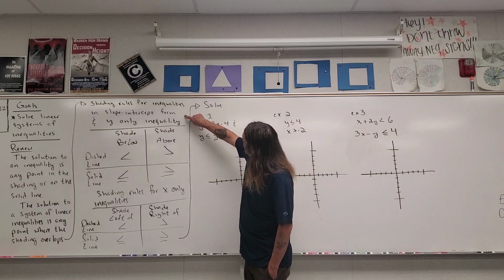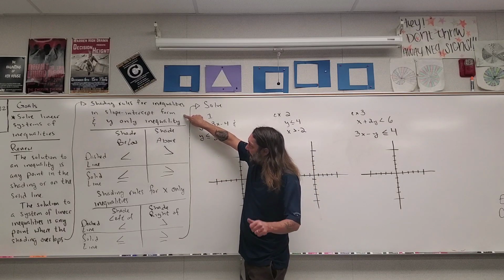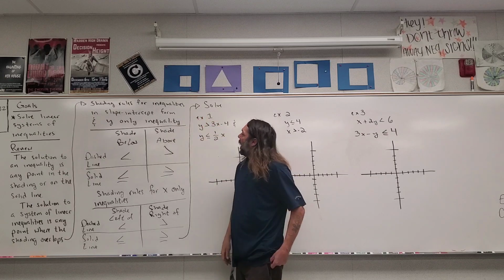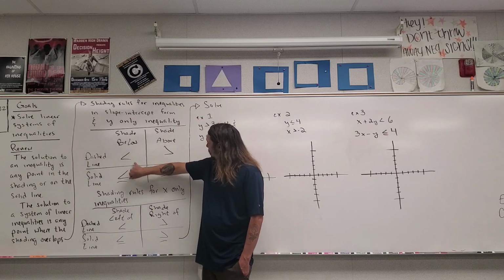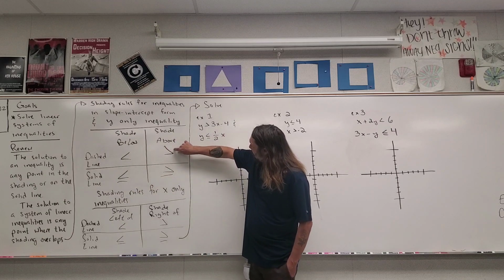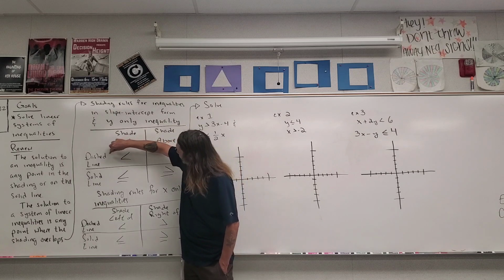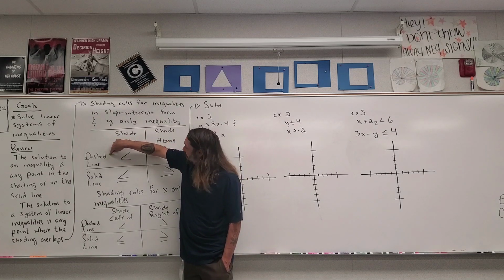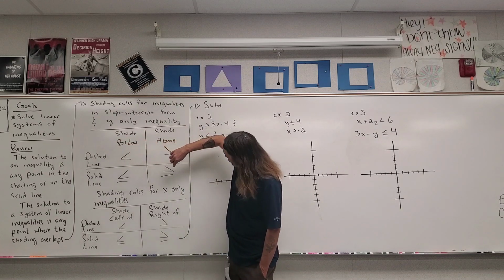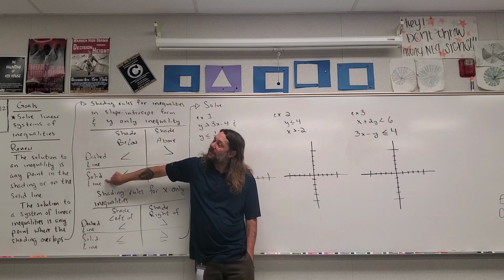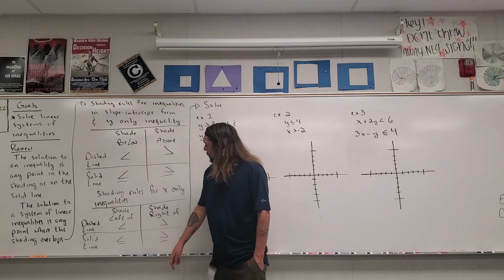Shading rules for inequalities in slope-intercept form, and why only inequalities. I should put inequalities, oh well. If I have this symbol or this symbol, I'm going to shade below. If I have this symbol or this symbol, I'm going to shade above. If I have this symbol or this symbol, my line is dashed, which means the solution is not on that. And if I have this symbol or this symbol, my line is solid. I have solutions there. It's in bounds to the solution.